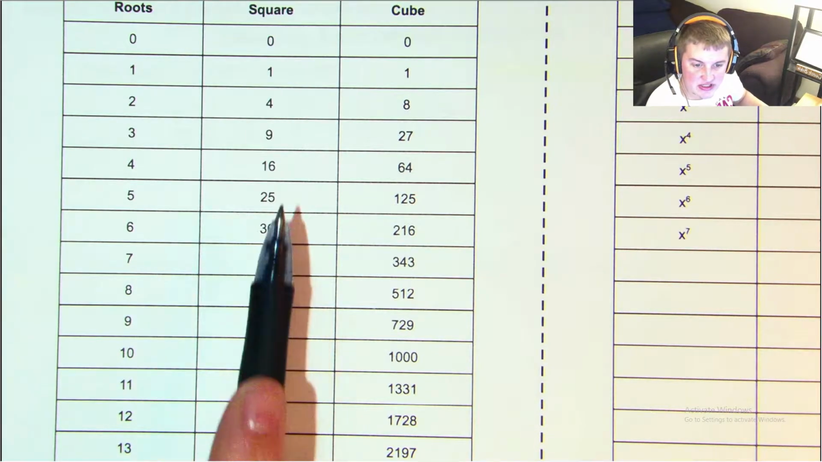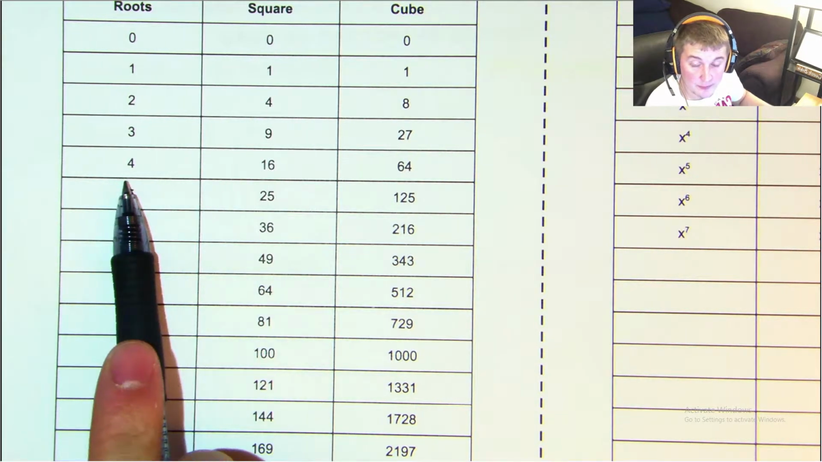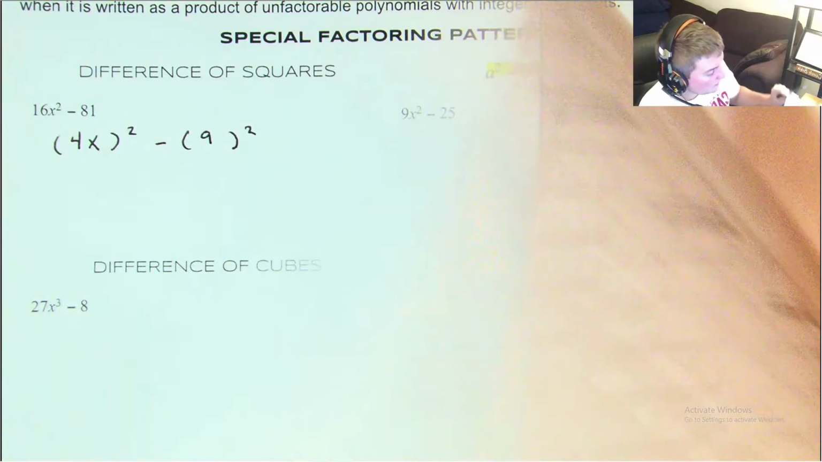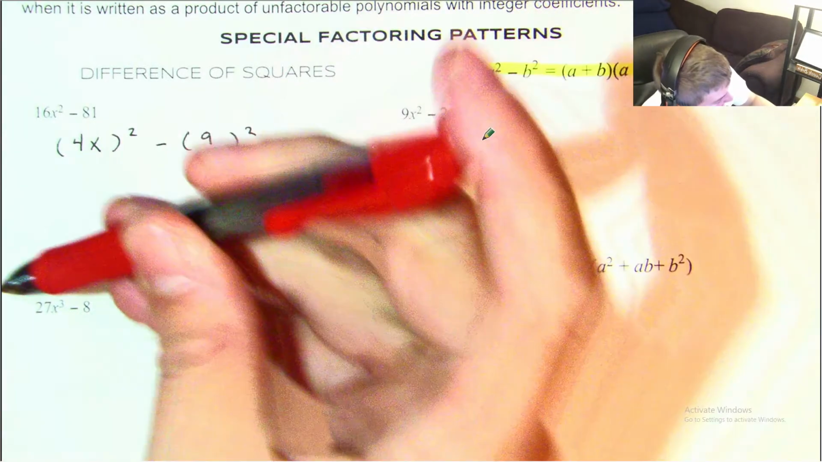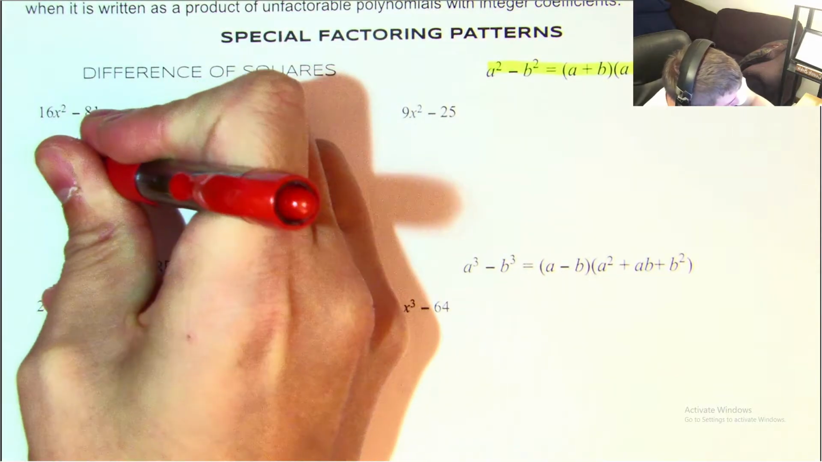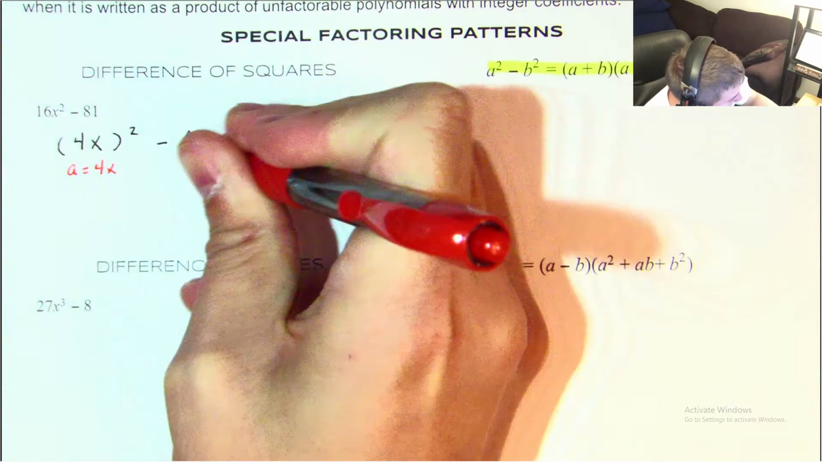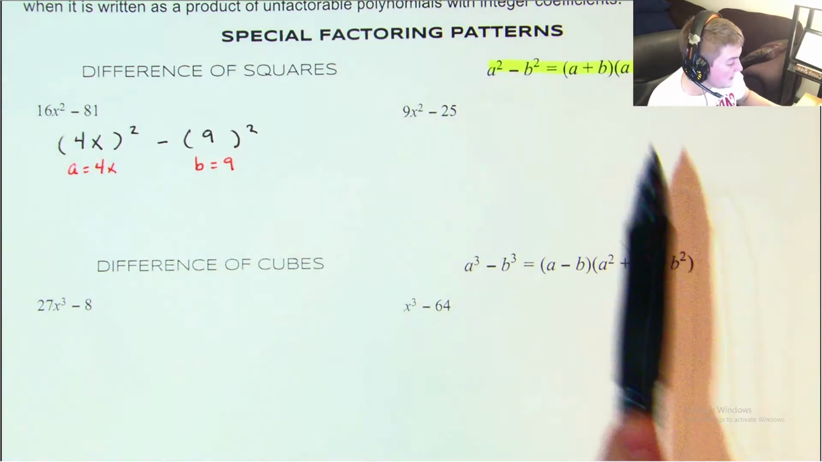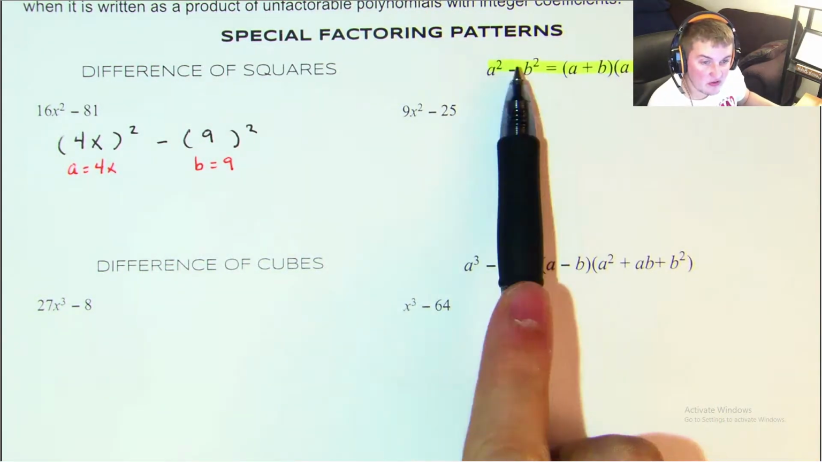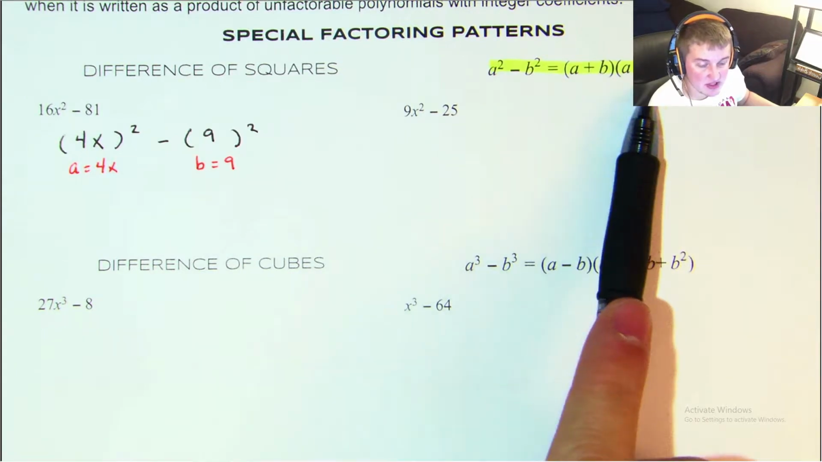Here is 16, its root is 4. So what does this do for me? Well, it gives me an a value. So now I have an a value of 4x and a b value of 9. Then I can just write this pattern. This factors into a plus b times a minus b.